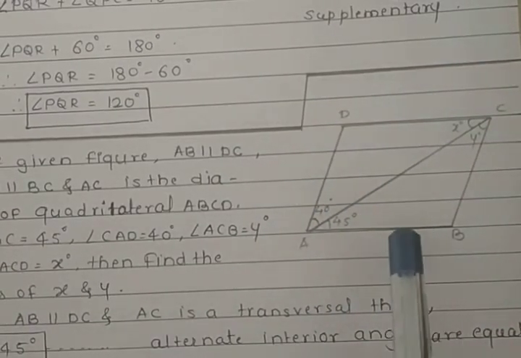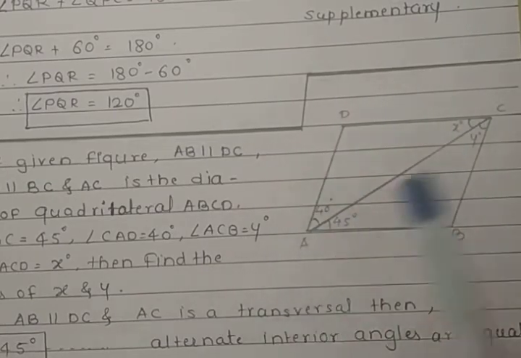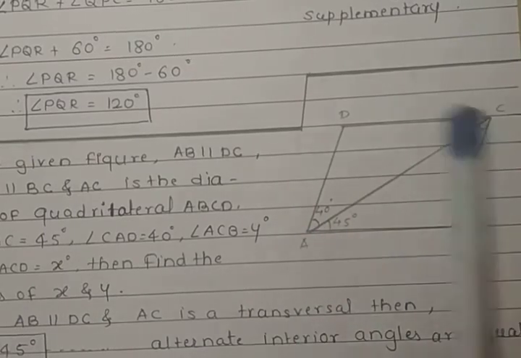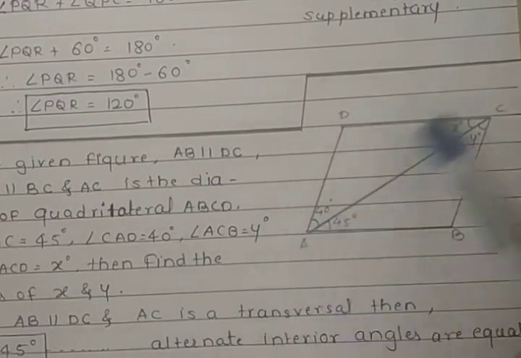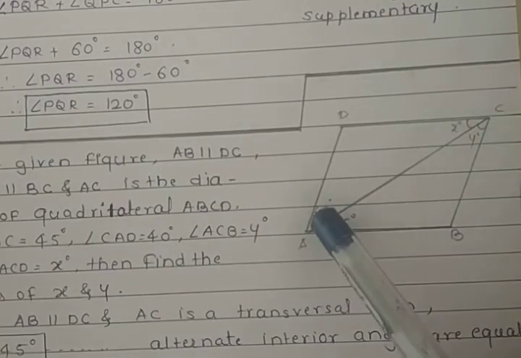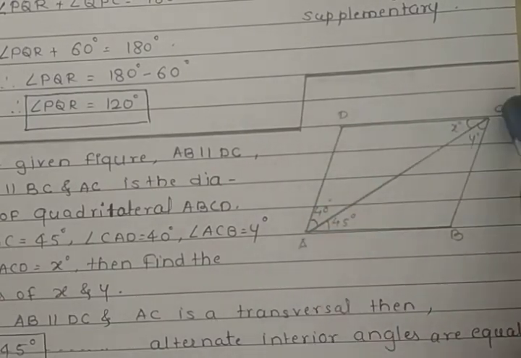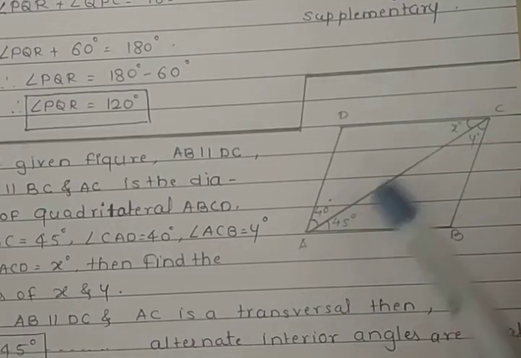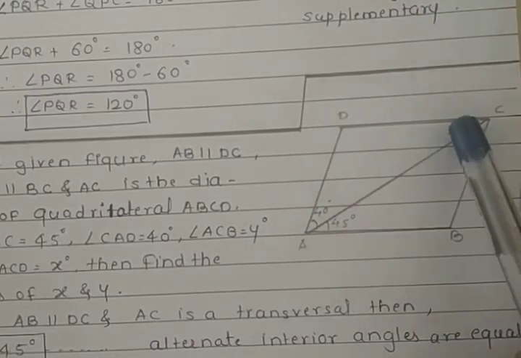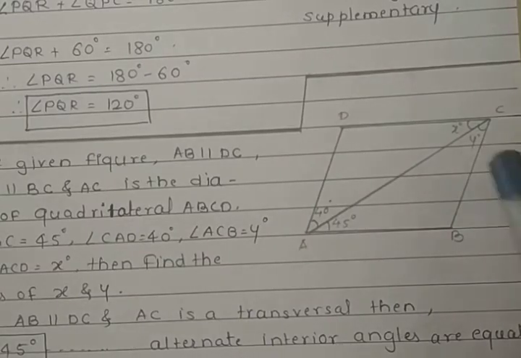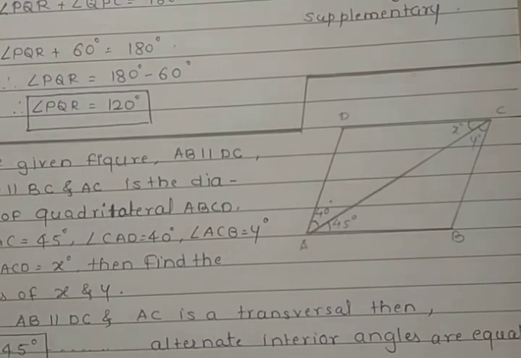So here what is given? AD parallel BC, right? And AB parallel DC. This is given, and AC is a diagonal given to you. Angle DAC is 40 degrees and BAC is 45 degrees, and ACD is equal to X degrees and ACB is equal to Y degrees. All these things are given to you, and you are going to find the value of X and Y. So how can we find it out?